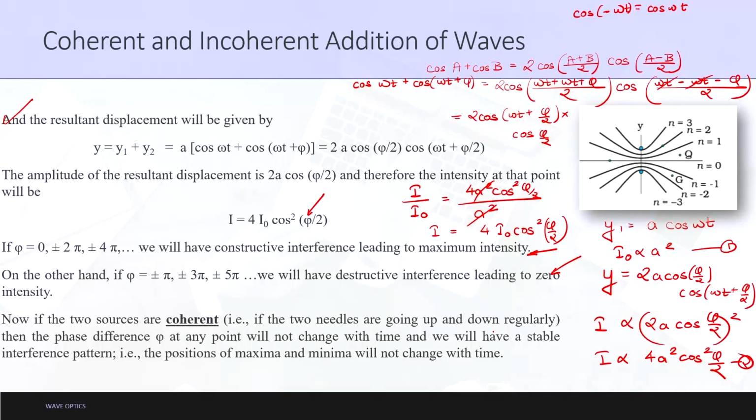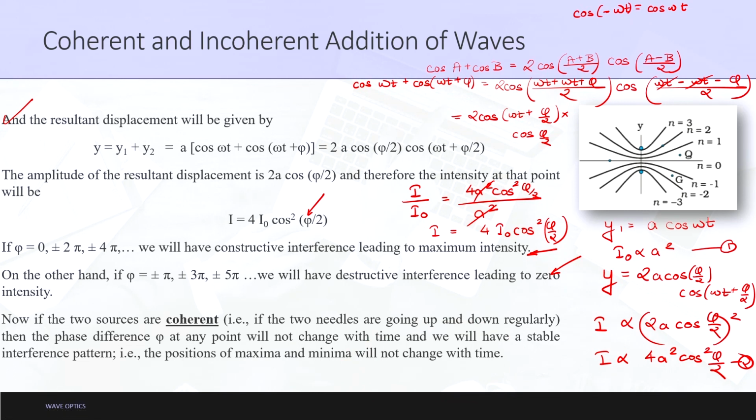As the phase difference related to the displacements being observed does not change with time, those sources are known as coherent sources. So, if the two sources are coherent, the phase difference phi at any point will not change with time, and we will have a stable interference pattern, stable as in it will not change much. That is, the positions of maxima and minima will not change with time.